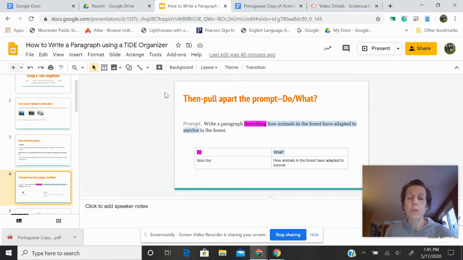Then I'm going to pull apart the prompt. I'm going to make a do what. Our prompt is to write a paragraph describing how animals in the forest have adapted to survive in the forest. So my do is describe. That's my action. And my what is how animals in the forest have adapted to survive. So I'm going to put that right down here, how animals in the forest have adapted to survive.